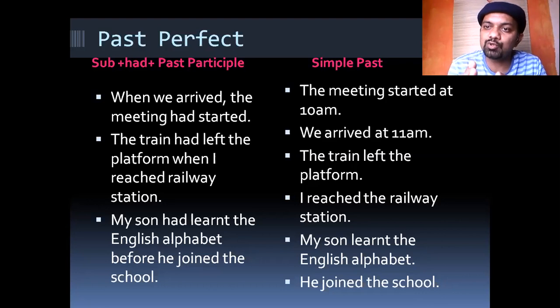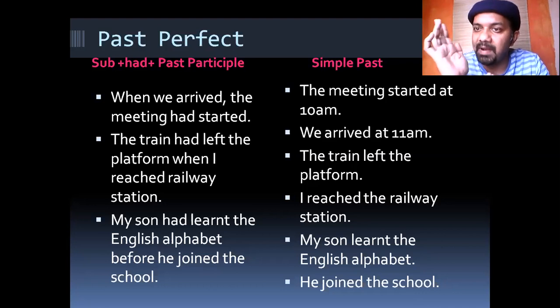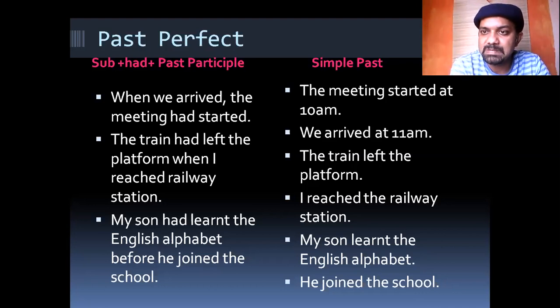So how to put it in a past perfect? When we arrived, the meeting had started. The meeting had started is a past perfect. So when two incidents took place in the past, the first incident is past perfect. I will detail it, but before that, let us see more examples.